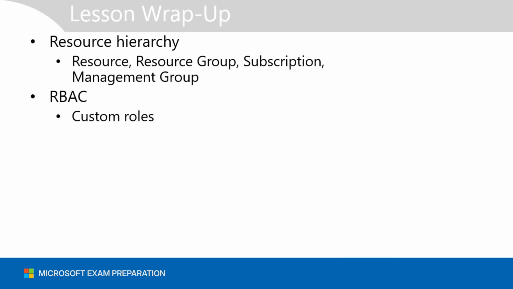That's through a process called Role-Based Access Control, or RBAC. So RBAC allows you to assign permissions not only at the resource level, but higher up at the resource group or subscription level. We also discussed the mechanism for creating custom roles so that you can fine-tune permissions from the ones that are built in from Azure.